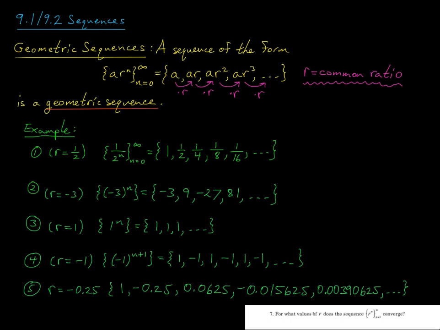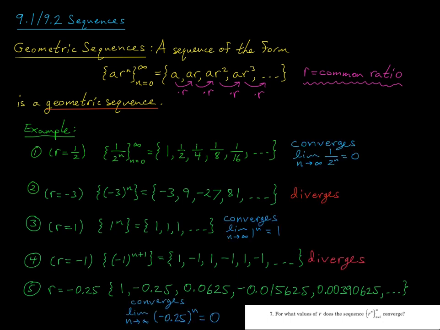Now before we look at question 7 on the worksheet, looking at these examples, which ones of them converge and which ones diverge? Let's go through that. For the first example, this certainly converges. 1 over 2 to the n goes to 0 because 2 to the n down in the denominator approaches infinity. So this is a convergent sequence when R is a half.